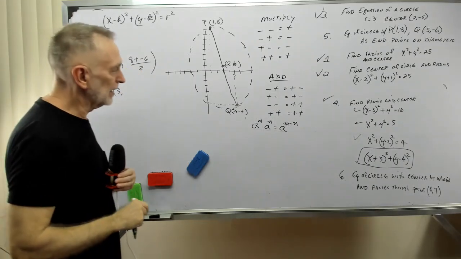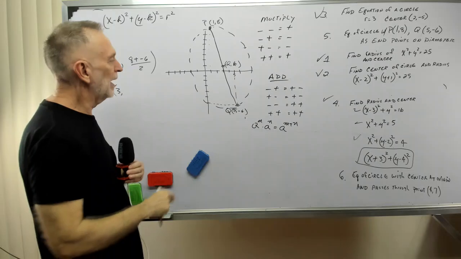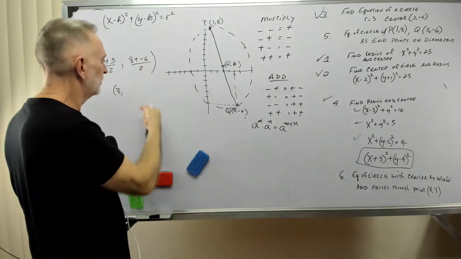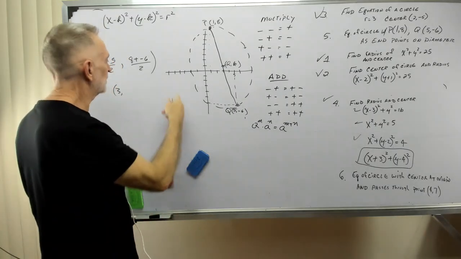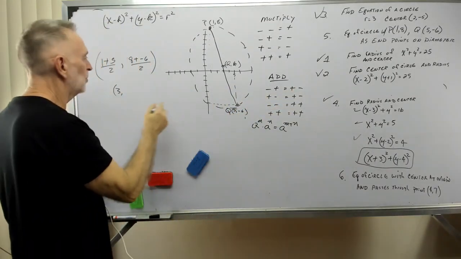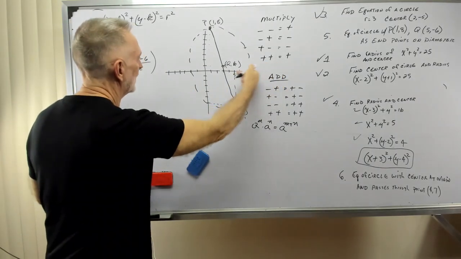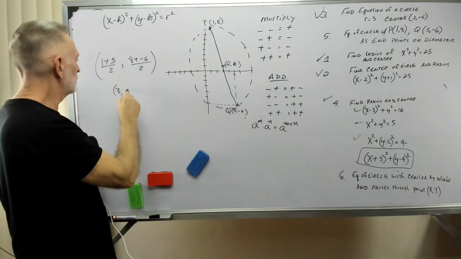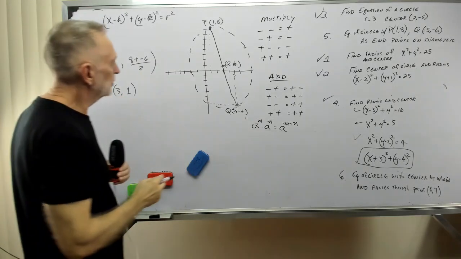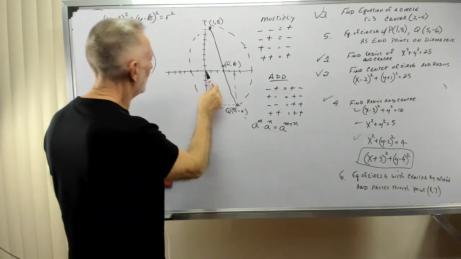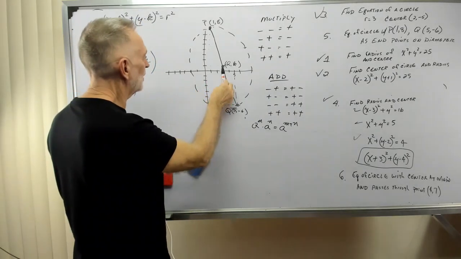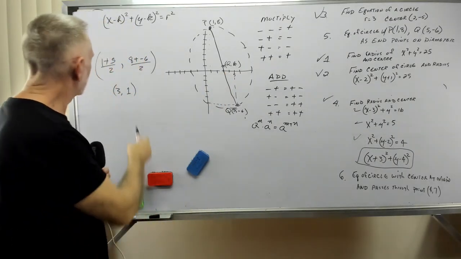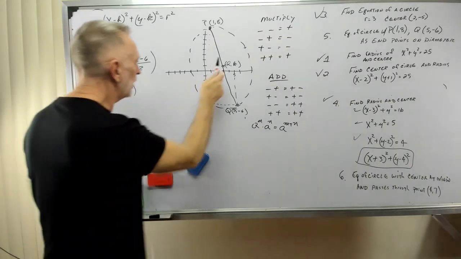8 plus a negative 6 means 2, right? Plus a negative is the same as minus, so 8 plus a negative 6 is going toward the negative side. 2 divided by 2 is 1. So this would be the point. Hey, I drew that almost correct. 3, 1. Okay, so that's the point (h, k).